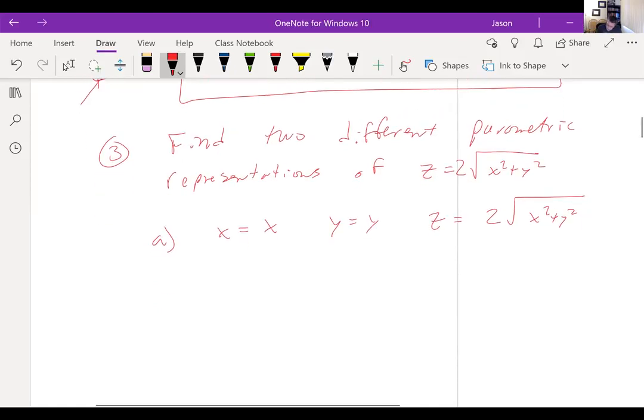Okay, what would be another parametric representation? Well, if I divide by 2 and then square this thing, we get x squared plus y squared is equal to z squared over 4. Right? Okay.